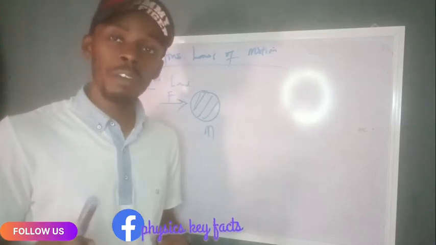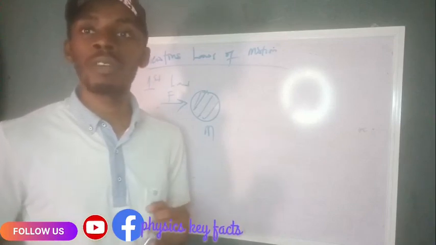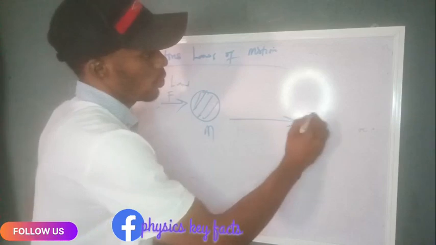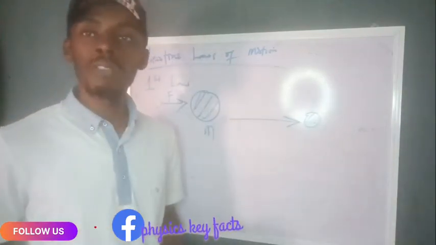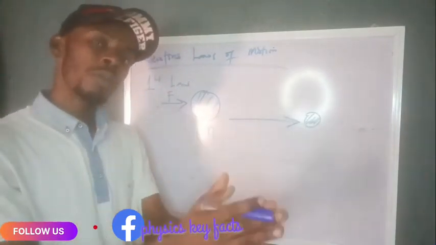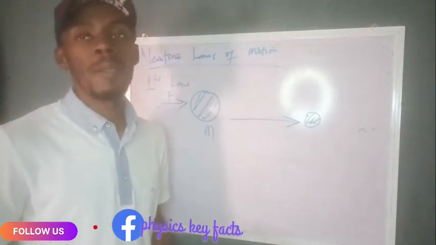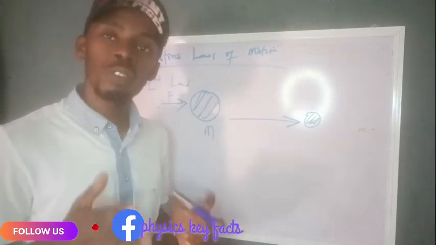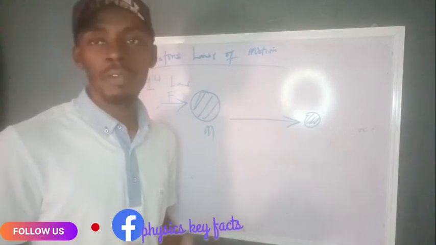So it means that according to Newton's law of motion, a body can assume two positions: either a state of rest, or a state of motion in a uniform straight line. So if a body is moving in a uniform straight line, it will continue in that motion except another body acts on it. If a body is at rest, it will continue at a state of rest except an external force acts on that body.